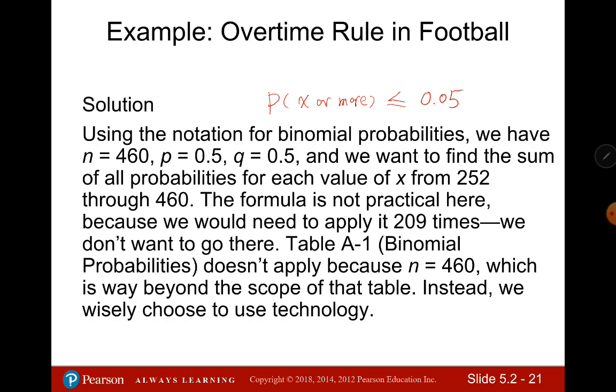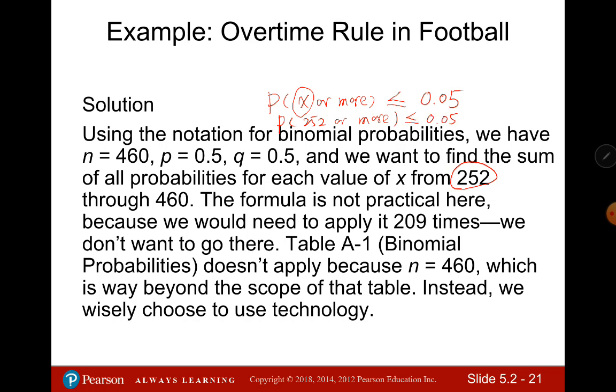If this value, or any even higher value, has a total probability less than 0.05, then we can conclude X is significantly high. So this time we want to test whether 252 is significantly high or not. In this case, we only need to test whether the probability of 252 or more is less than or equal to 0.05.